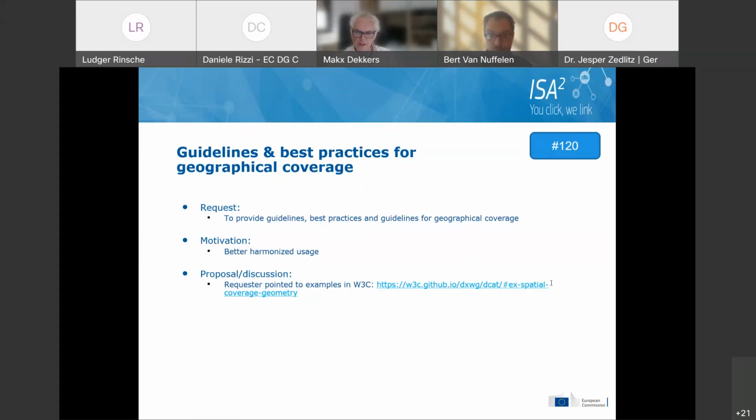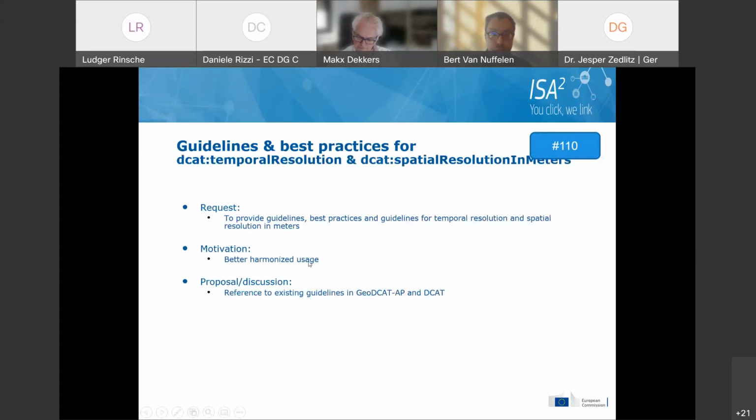Okay, so we'll leave that as it is at the moment with the link to the examples of W3C, and then we plan to check the examples against our SHACL rules. Good. A similar request then for temporal resolution and spatial resolution in meters.